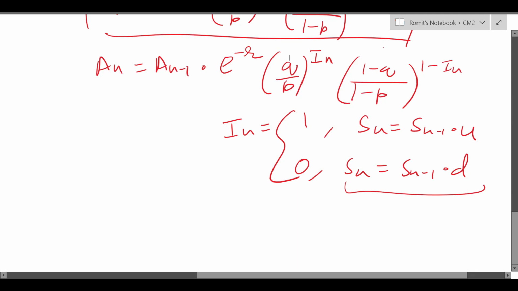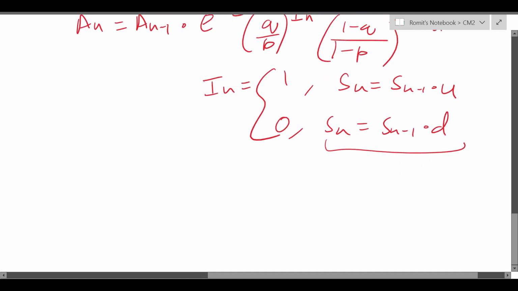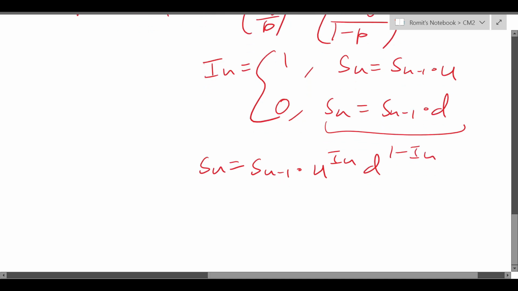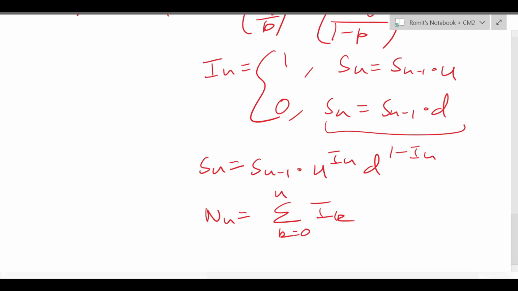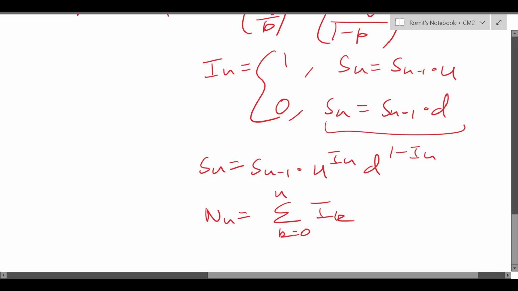And obviously you can model all the increases in the share price this way as well. Sn will be equal to Sn minus 1 multiplied with u to the power of In, d to the power of 1 minus In, right? And Nn, that will be the total number of increases, can be modeled as the sum of Ik, k goes from 0 to n. Okay. So Ik is basically the number of increases in one step. So if you add up the number of increases, total number of increases, that should give you Nn.